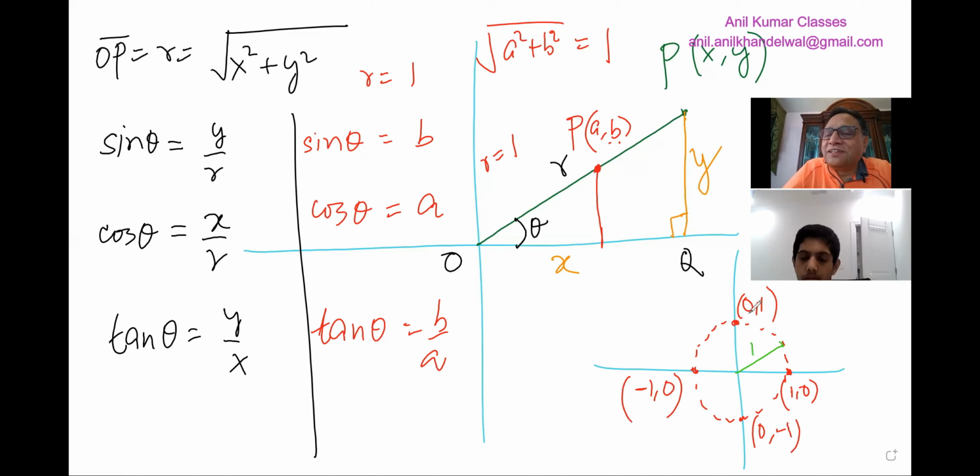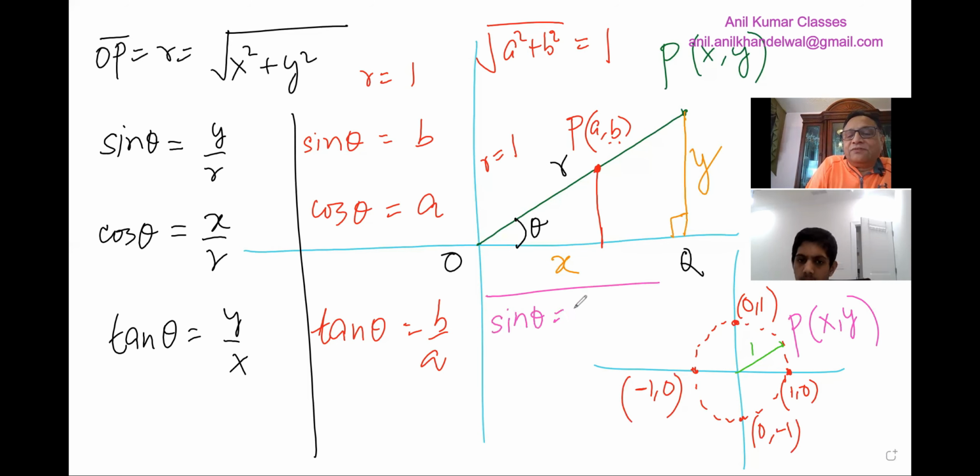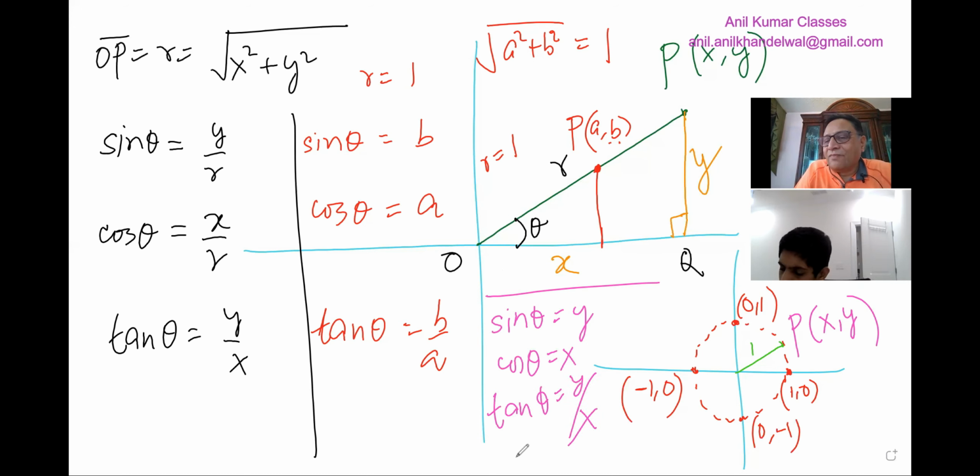Now let's consider any point on this circle. So I'm saying the point will be x and y, any point on the unit circle. In that case, sine theta is the y value, cos theta equals the x value, and tan theta is the ratio of y and x, right? Tan theta is the ratio of sine and cosine. This is what you have learned in a unit circle. Does it make sense to you?